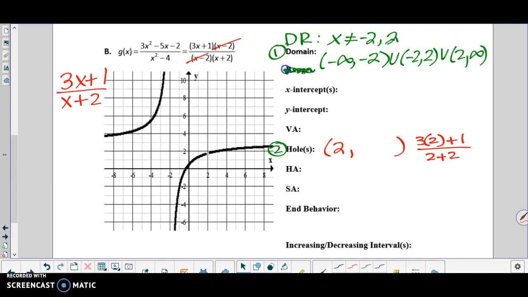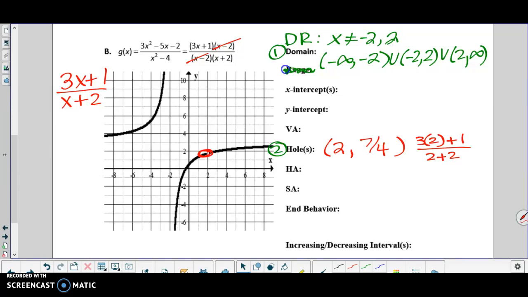3 times 2 is 6. 6 plus 1 is 7. 2 plus 2 is 4. So it is at the point (2, 7/4). The domain I can't really put on my graph. But do you guys notice right here in yours, do you see that little break in the graph? That is at about (2, 7/4). So we are going to literally put a hole there because that is where my hole is. This is what you're going to have to do on your test, is start labeling where these parts are. Okay?